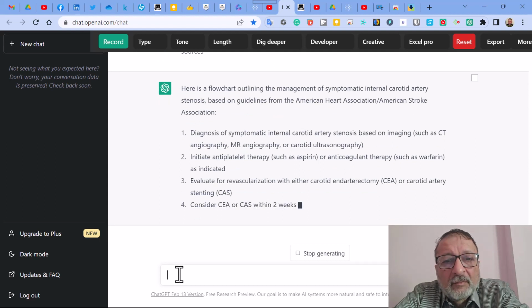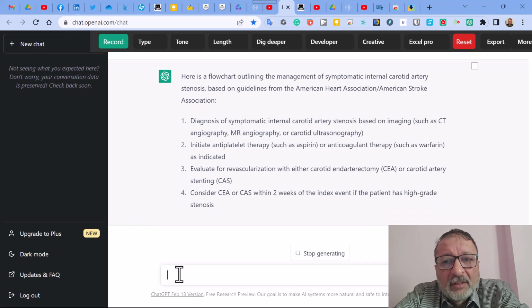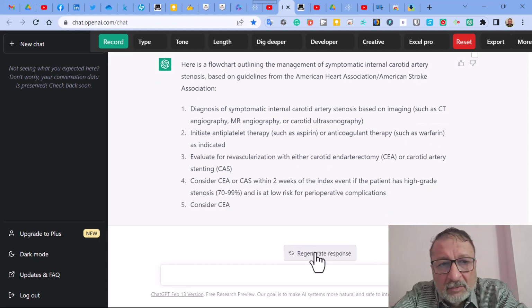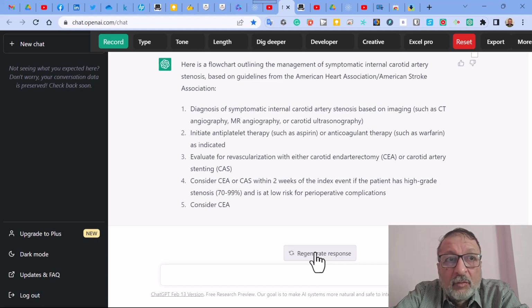Again, the period of 2 weeks from having symptoms of high-grade stenosis, 79%, and is at low risk. So you can see, again, perfect answer. I will stop generating from here. So it can give you diagnosis. It can summarize cases. It can give you a study plan if you want to study. It can give you also a flashcard to study.